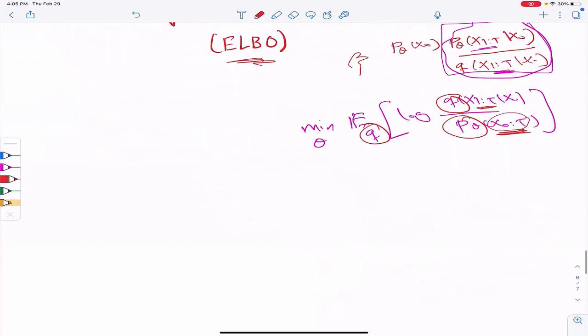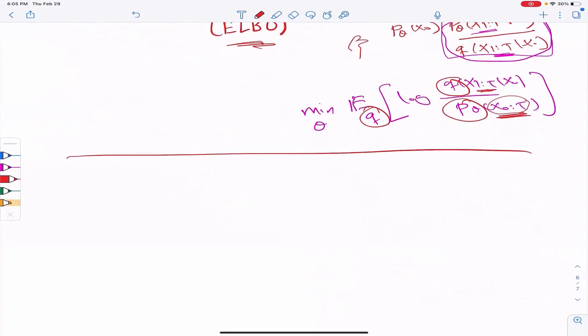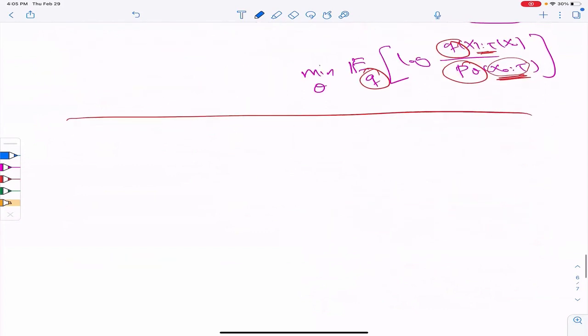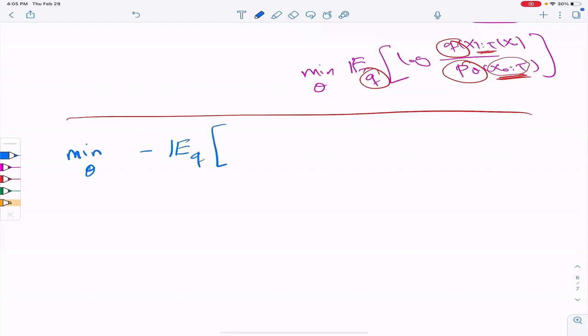Okay, so let me carry on. I have this objective and I want to simplify this. So I maximize this, or I can minimize the negative value of this objective. I'm going to go with the minimization because at the end of the day, I want a form of a loss function. The negative of that objective: log of p theta x0 to t divided by q x1 to t given x0.